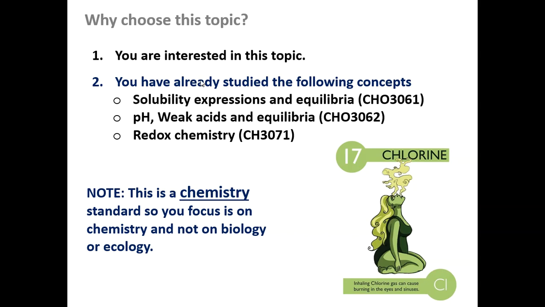But you also need to have level 3 chemistry. So you need to know the solubility expressions and equilibria, Le Chatelier's principle. That's all in the 306.1 and the 306.2 for the weak acids, pH, equilibria. And you also need to have done the redox chemistry in 307.1, particularly with the reactions when it reacts with the iron and the lead in pipes.